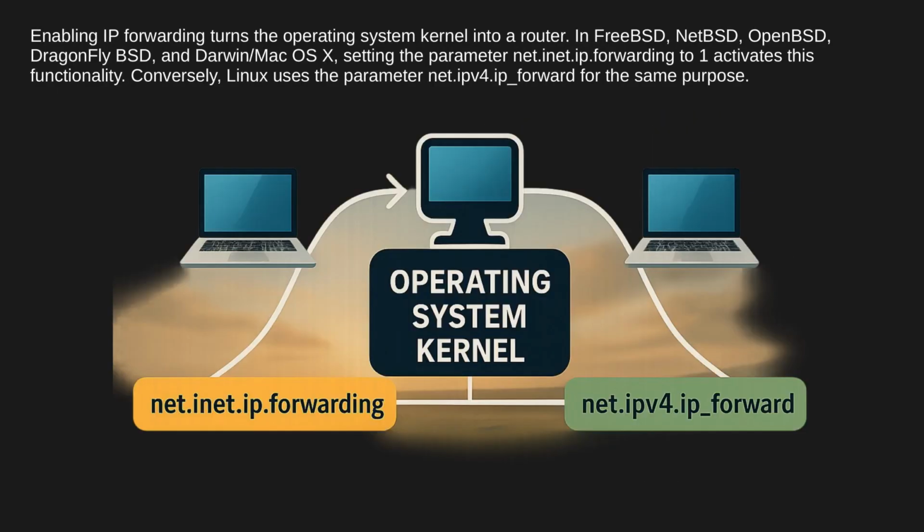Enabling IP forwarding turns the operating system kernel into a router. In FreeBSD, NetBSD, OpenBSD, DragonFly BSD, and Darwin, Mac OS X, setting the parameter net.inet.ip.forwarding to 1 activates this functionality. Conversely, Linux uses the parameter net.ipv4.ip_forward for the same purpose.